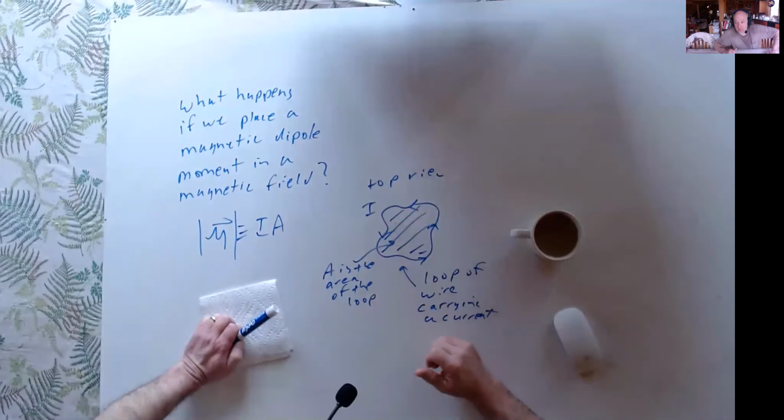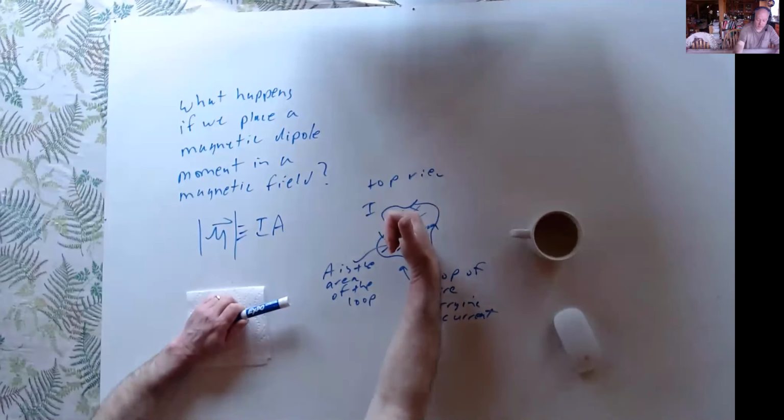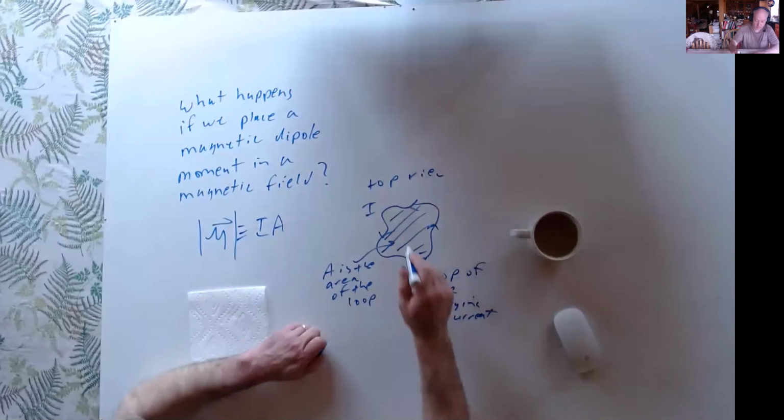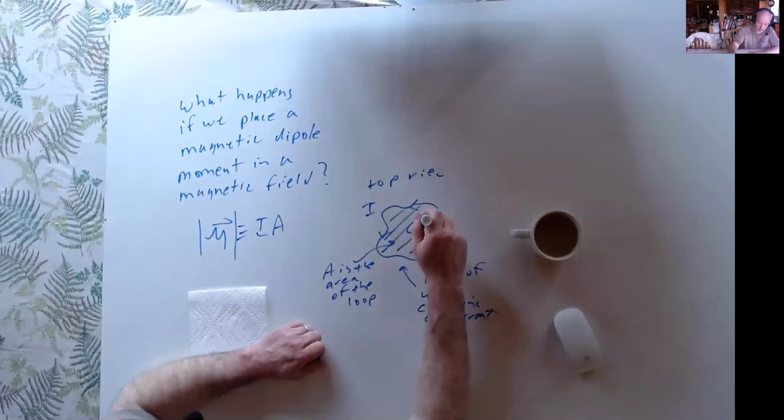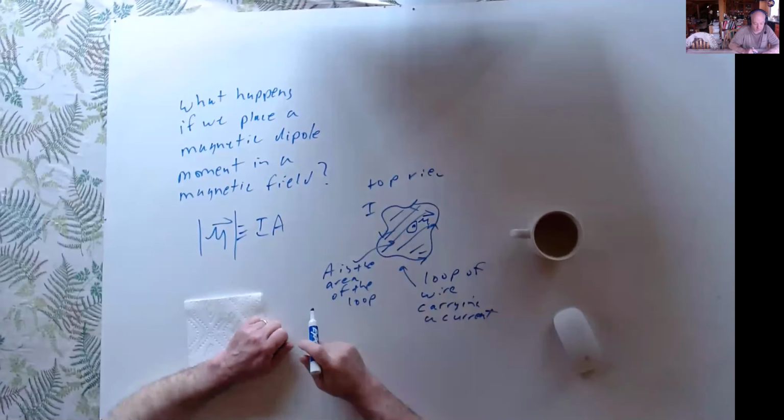Yes, there's that delay, but what you said, Everett, is completely correct. You wrap your fingers like this, and your thumb points in the direction of the magnetic moment. So this right here is the mu for this, and it's going to be perpendicular to that plane.